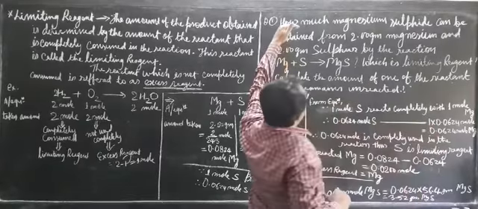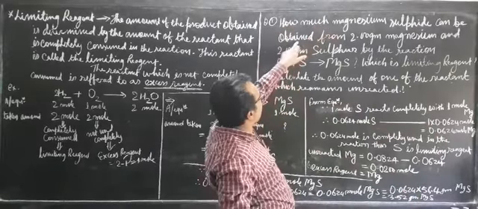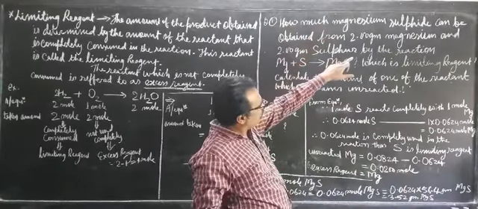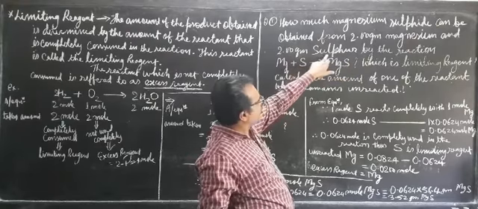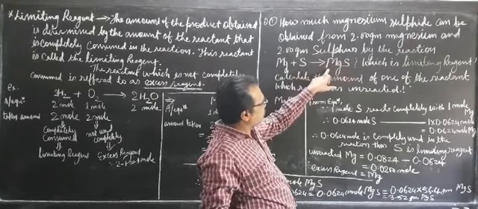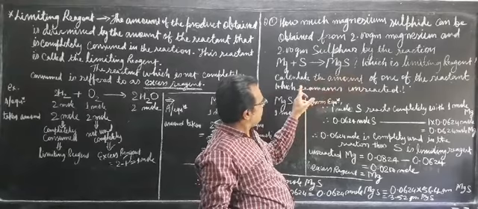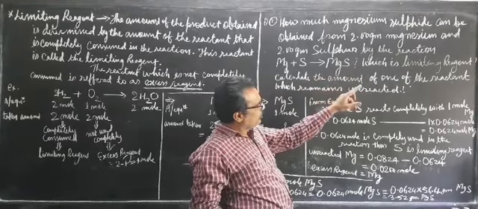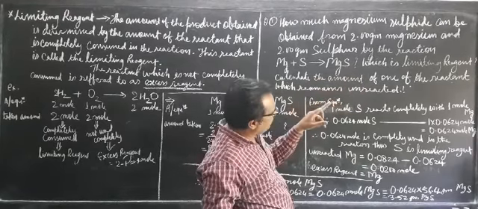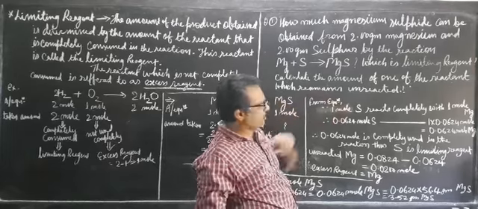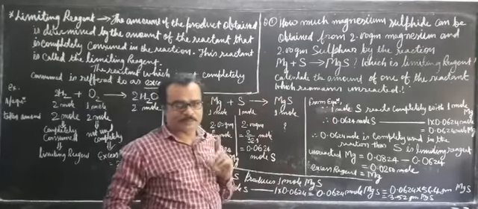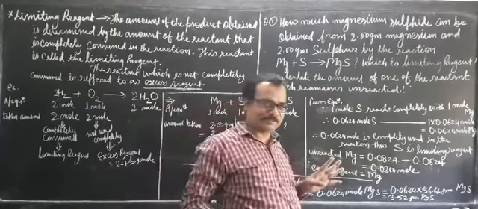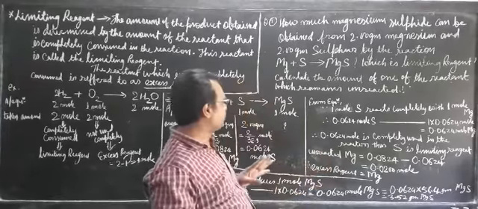How much magnesium sulfide can be obtained from 2 gram of magnesium and 2 gram of sulfur by the reaction? Which is the limiting reagent? Calculate the amount of the reactant which remains unreacted. So you have to find out the limiting reagent as well as the excess reagent which is remaining during the reaction.